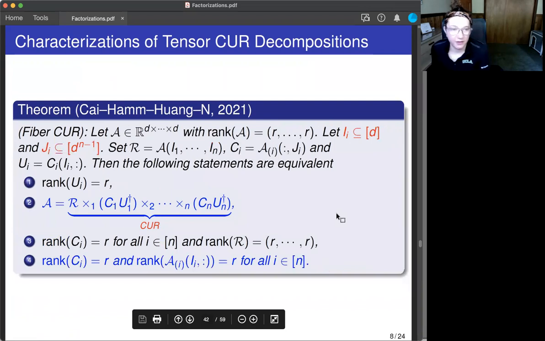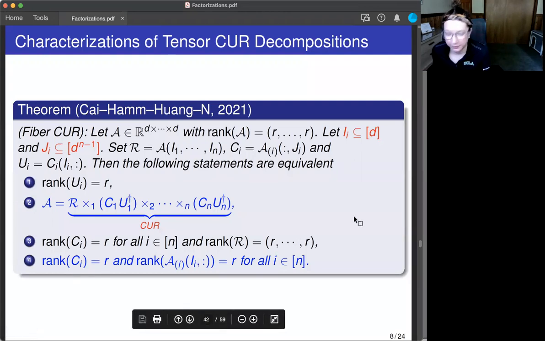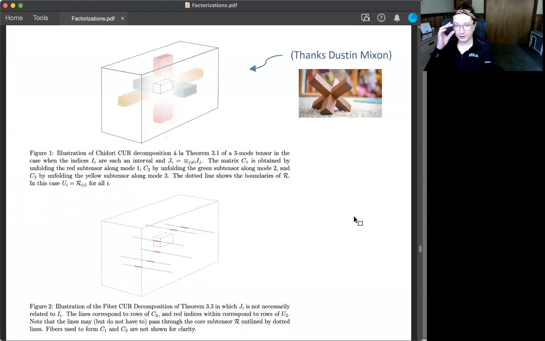Something very similar holds for a different type of CUR decomposition, which we call a fiber CUR. I'll just highlight the difference here: these column indices are no longer a function of the row indices. So you have a little bit more freedom in how you select these. And then we have the same types of guarantees. So let me skip over to the diagrams, which I think are much easier to interpret and understand.